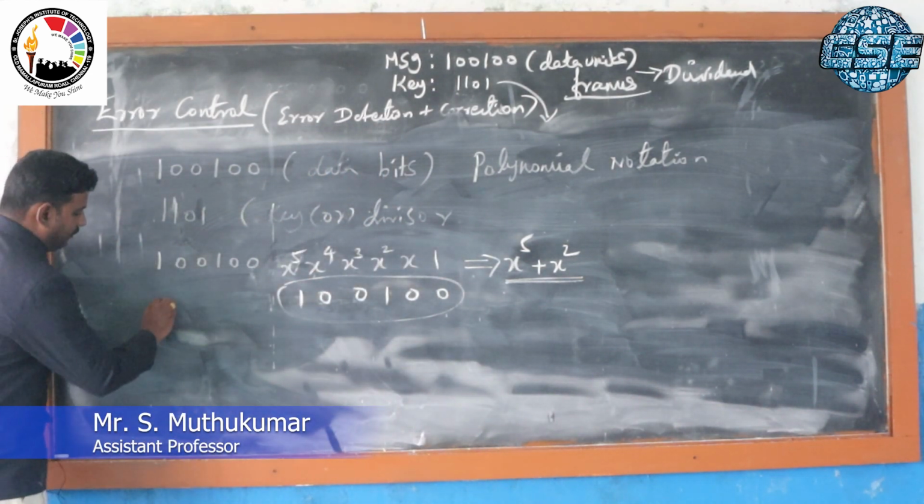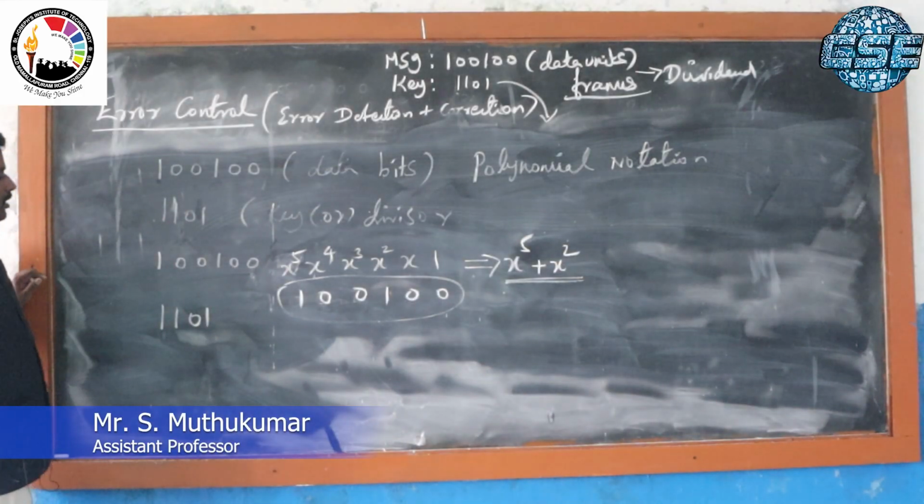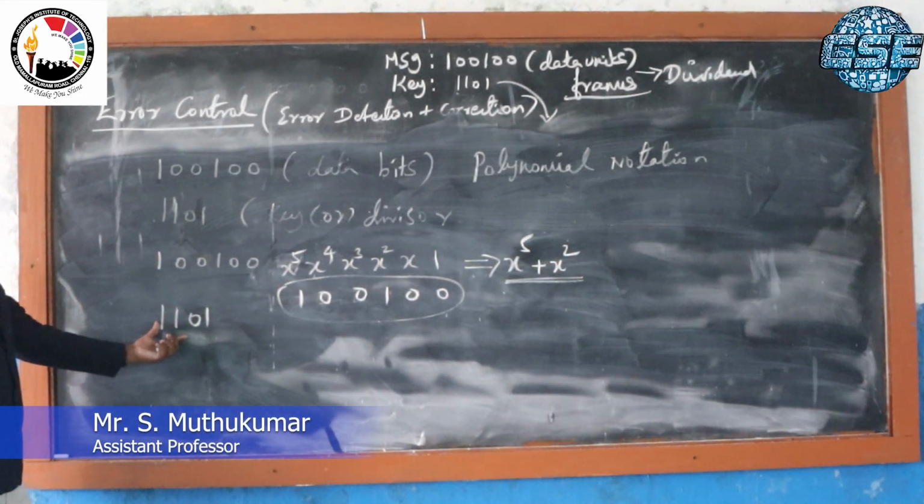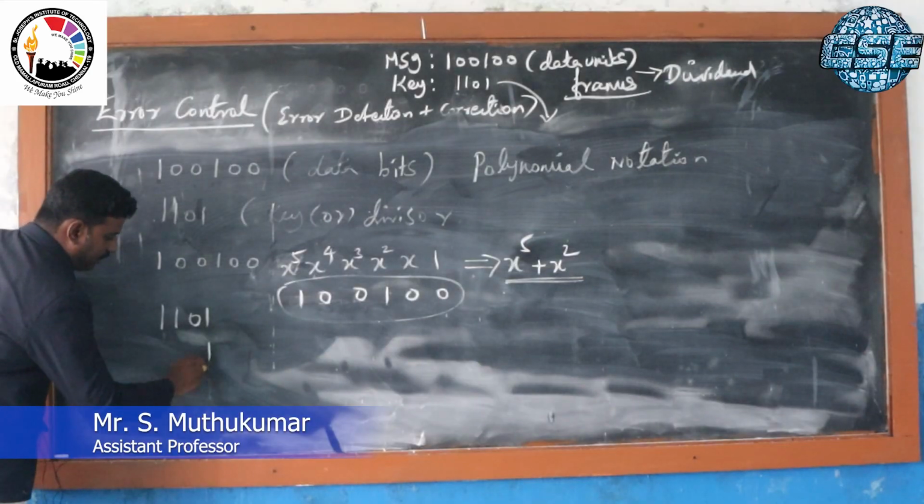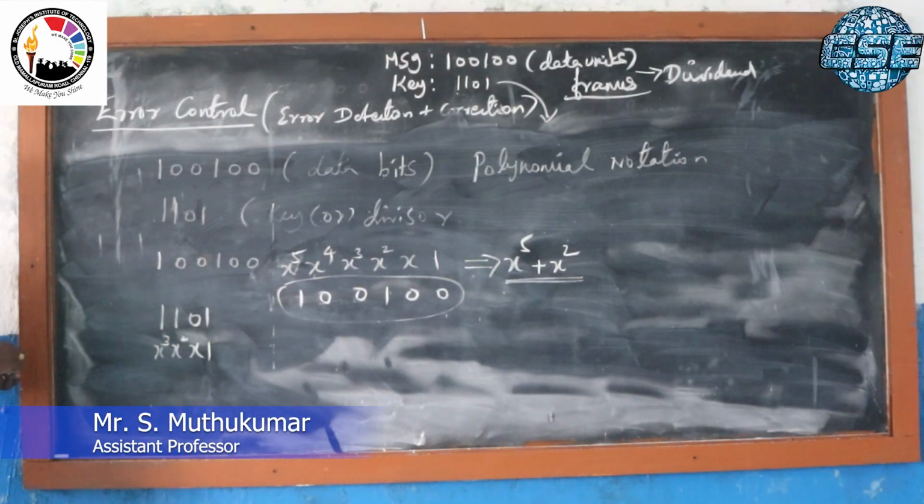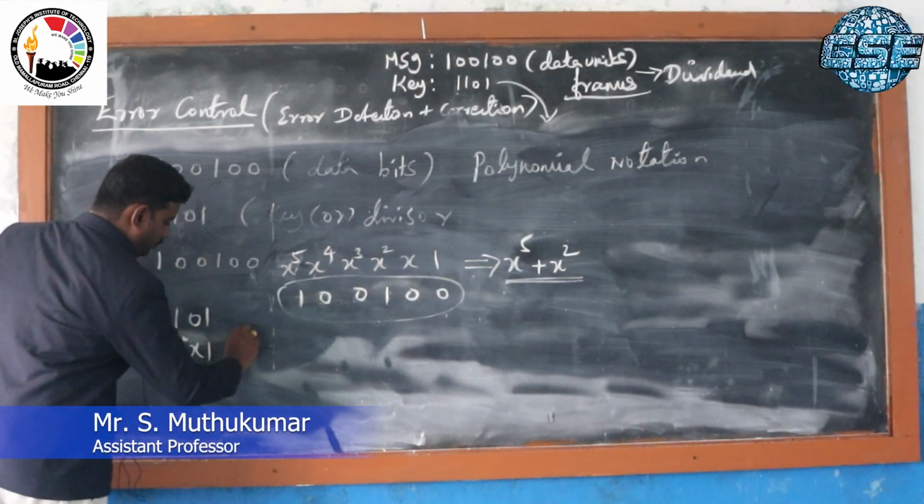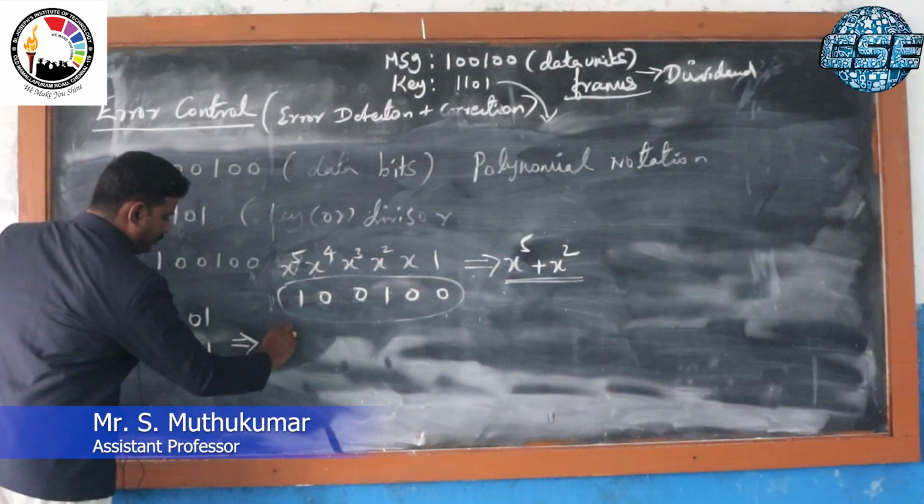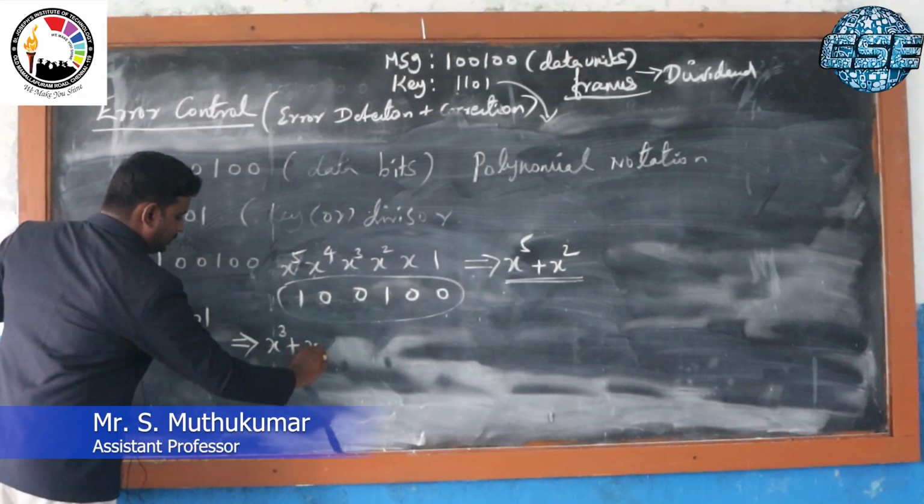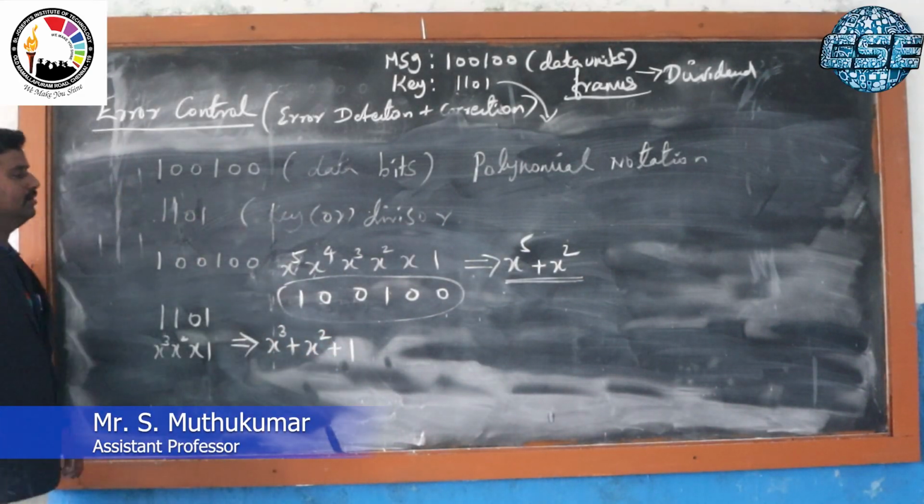Okay, note down the divisor 1101. Convert it into polynomial notation. So here 1, x, then x square, x cube. You can convert it into the polynomial equation x cube plus x square plus 1.